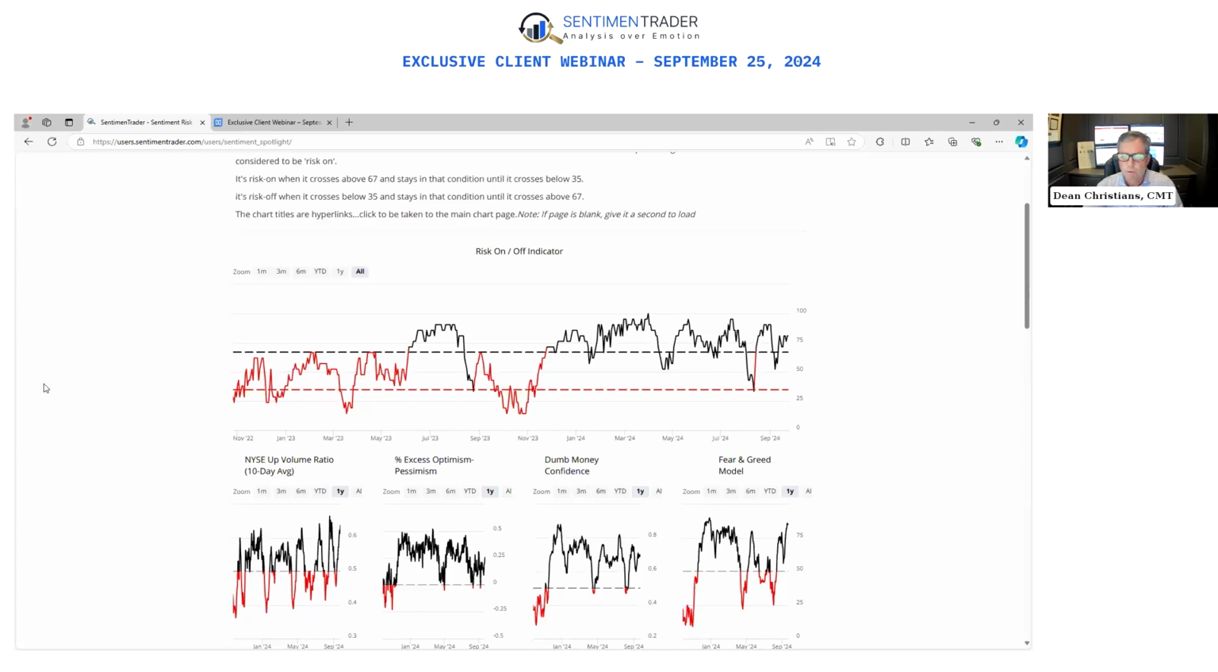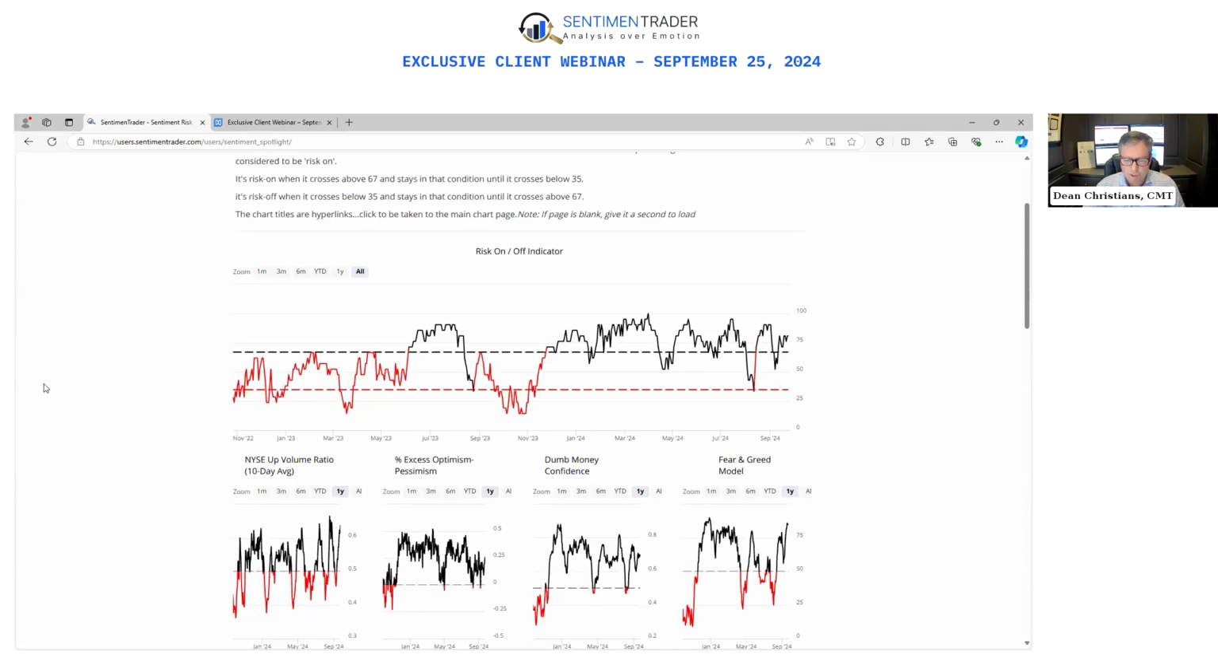What we found is when the risk on, risk off indicator rises above 67%, you're in risk on mode until it falls below 35%. You remain in risk off mode as long as it remains below 67%. So those are the new threshold levels, just an example in terms of that data.